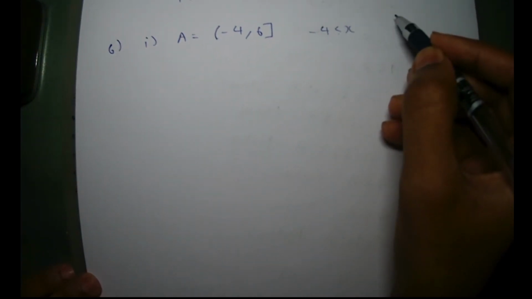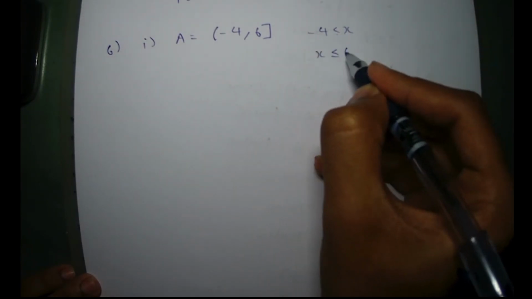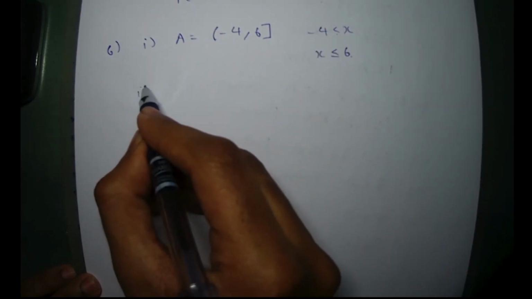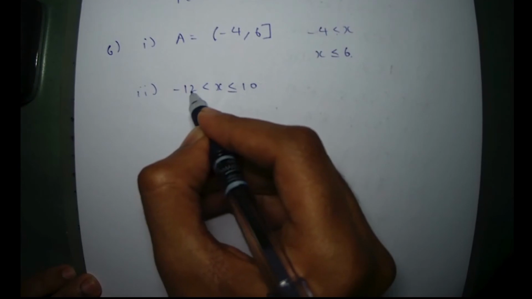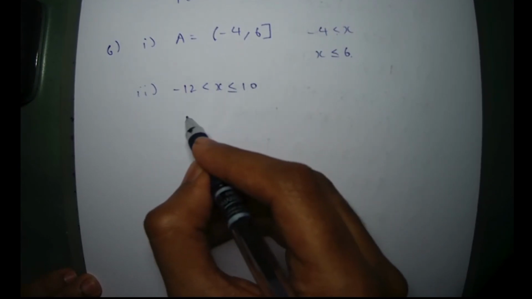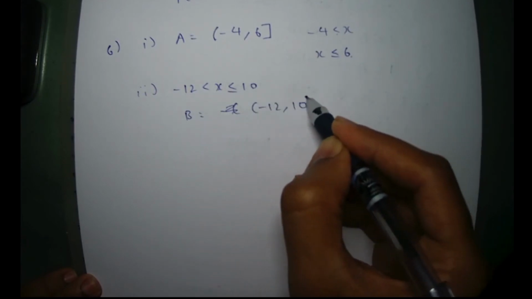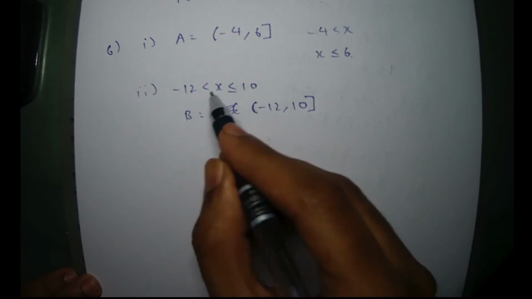We don't have an equal to sign here, but we have an equal to sign for 6. So we have x is less than or equal to 6, so that's why we used a square bracket. For the second question, x is greater than -12 and less than or equal to 10. From this we can get to know b is in the interval (-12, 10]. So we have a square bracket here for this and a round bracket here for -12.